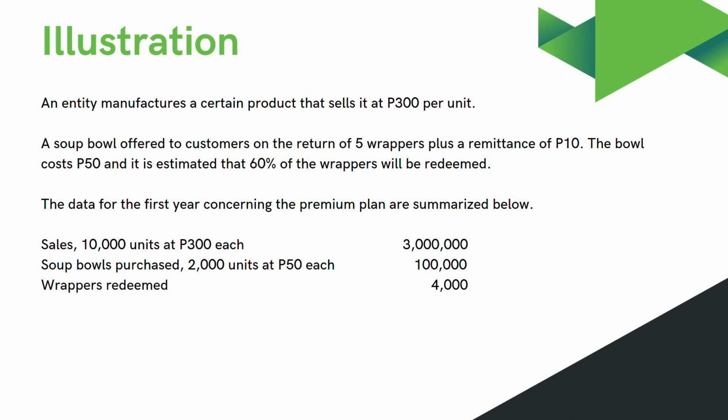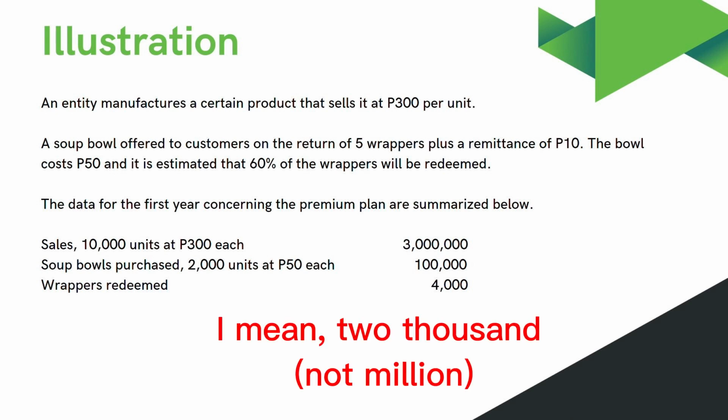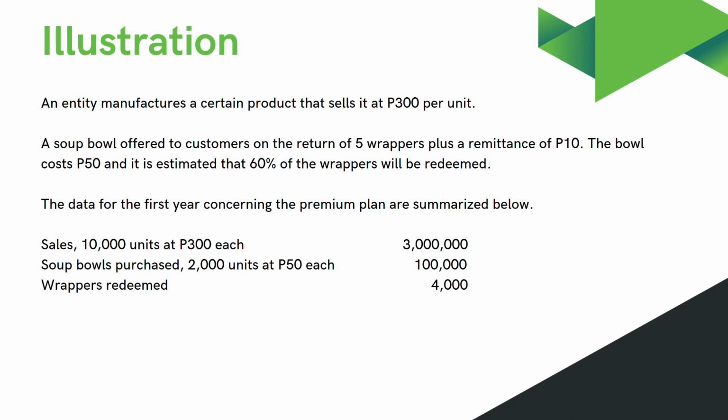First, sales. You have 10,000 units, and the selling price is 300. 10,000 times 300, that's 3 million. And then for the soup bowls, you bought 2,000 for 50 pesos each. So, 2,000 times 50, that is a total of 100,000. And then, at the end of the year, the total wrappers redeemed is 4,000. Now, let us create the journal entry.